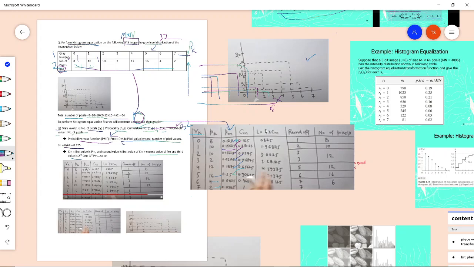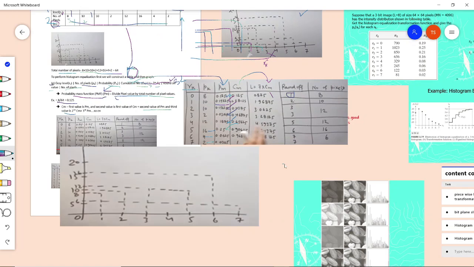Now calculate L. Here L is 7 into CM, so multiply all CM values with 7. These are the resultant values. Now round off. So 0.8 rounds off to 1, and 1.9 rounds off to 2. In this way round off all the L values, and we have calculated the round off values.